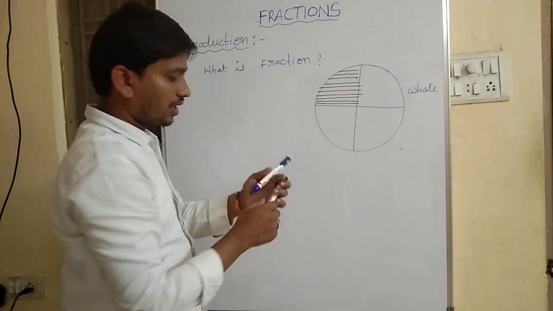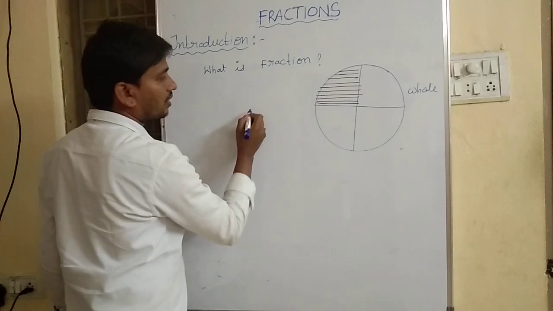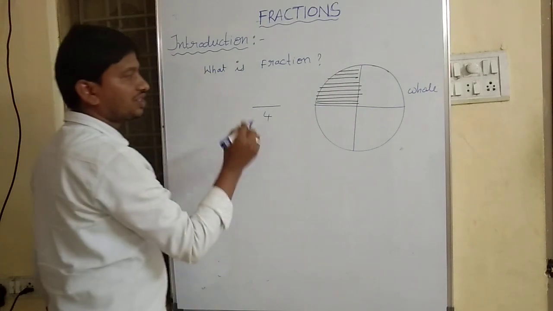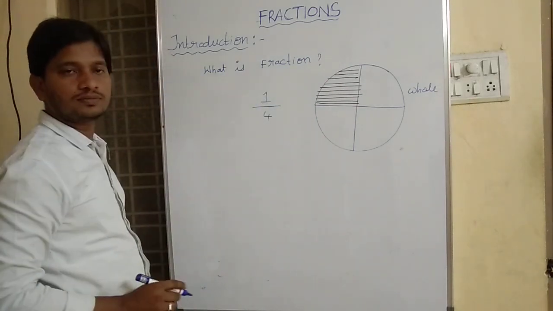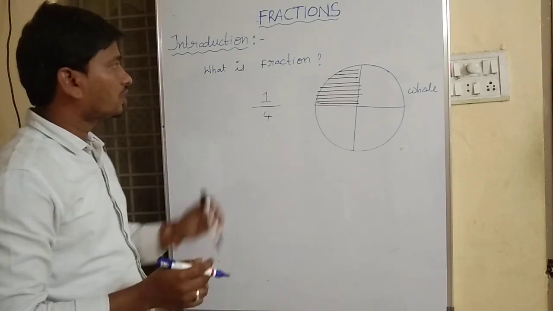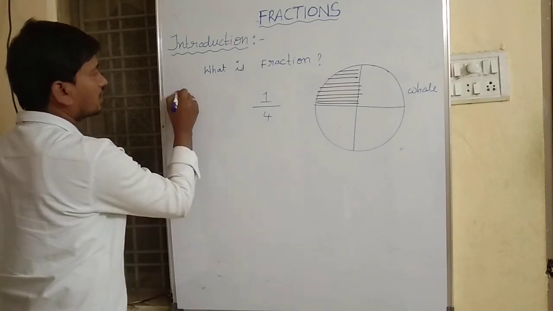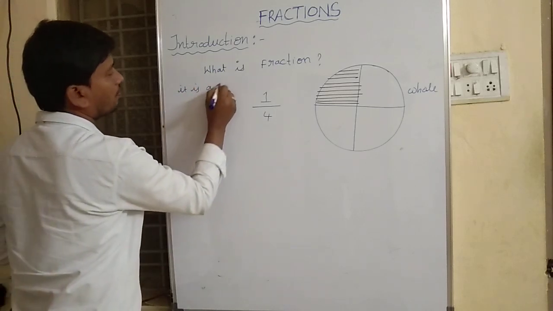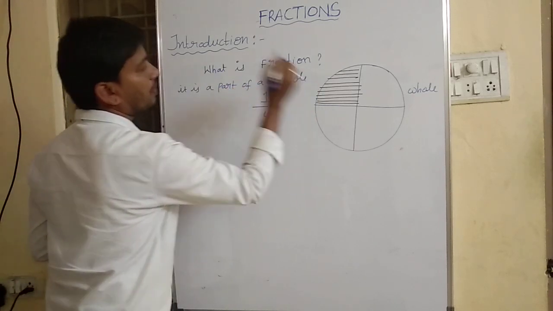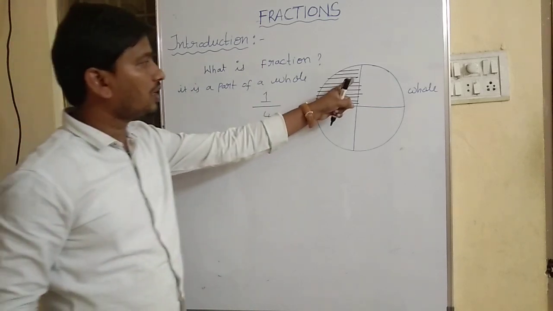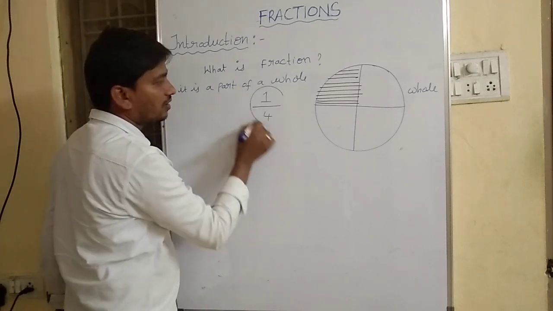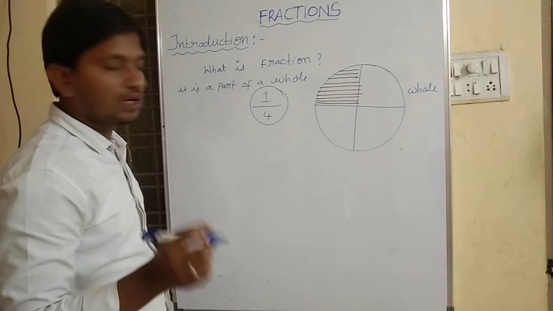This part I shaded, and the fraction is that out of four parts I shaded one part. So the fraction is what? 1 by 4. So what is the definition of fraction? Fraction is nothing but a part of a whole. So this part is 1 by 4, which is our fraction.